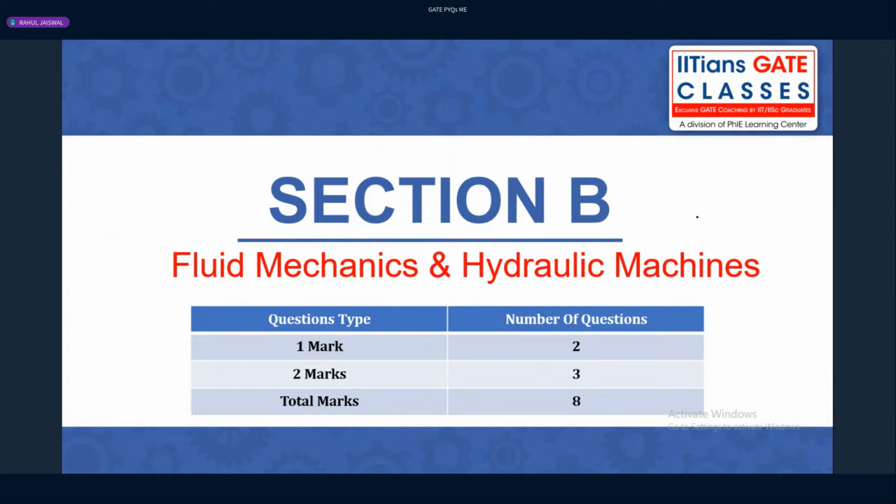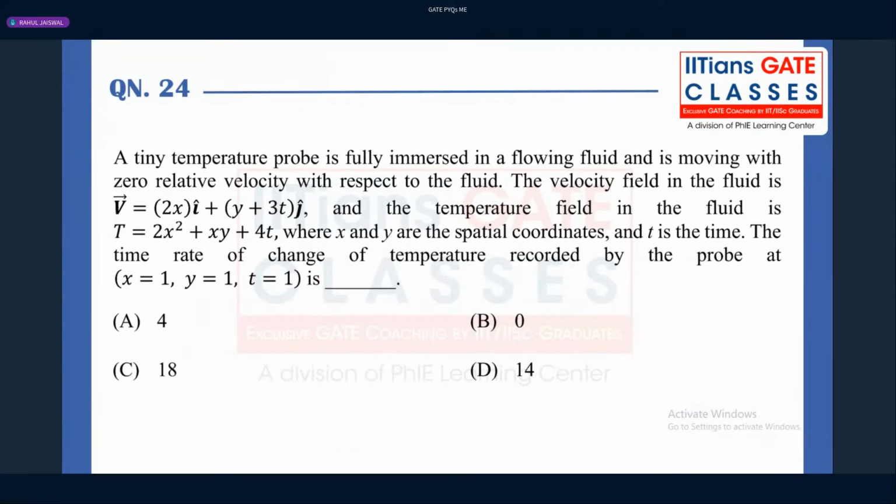Coming to question number 1, here you can see this question from fluid mechanics. A tiny temperature probe is fully immersed in a flowing fluid and it is moving with zero relative velocity, right? So first of all, here a zero relative velocity, with respect to fluid, the velocity field in the fluid is given as the velocity vector u i cap plus v j cap, where u and v components of velocity are given, which is a function of time. That means it is an unsteady flow.